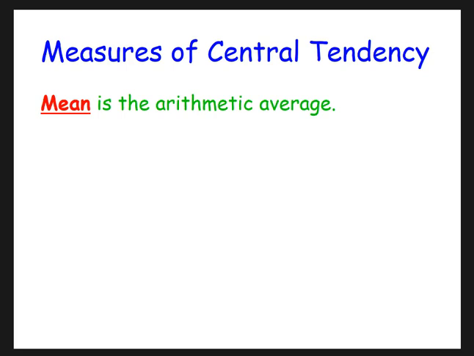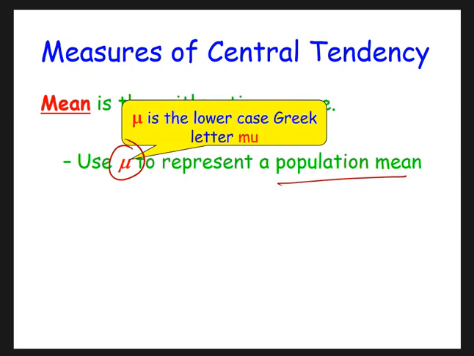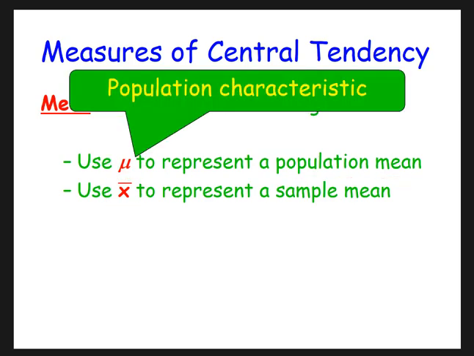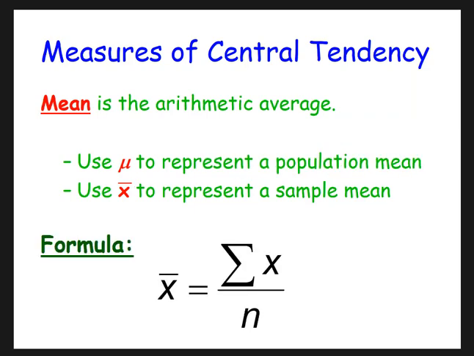The mean is the arithmetic average. This is that calculation we've done since like 3rd or 4th grade. You add them all up and you divide by how many there are. You use the Greek letter mu to represent mean. That is a population mean. If it's a sample mean, we use x bar. So x with the bar over it is pronounced x bar. So mu is a population characteristic. X bar is a sample statistic.